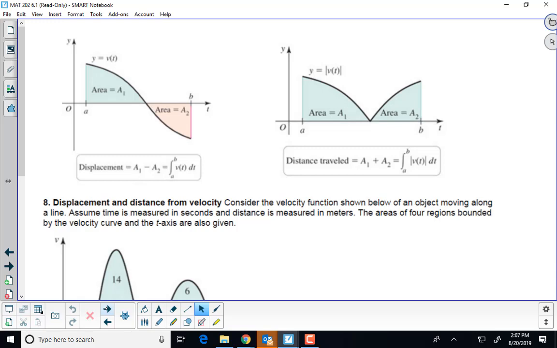You said it was signed area? Yes, signed area is another way that this is referred to. So you think of upper area minus lower area, signed as in S-I-G-N, like net area.